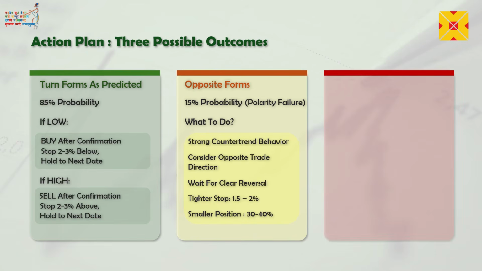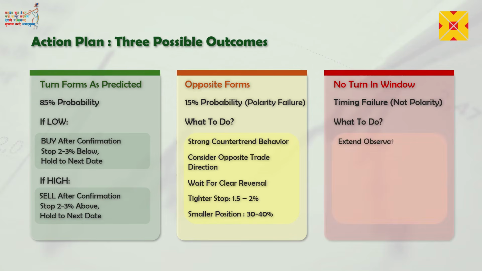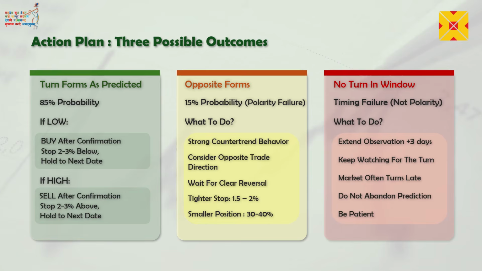The third outcome: no turn forms within the window. This is a timing failure, not a polarity failure. Extend your observation by 3 more days. Keep watching. Markets often turn late. Don't abandon the prediction. Be patient.